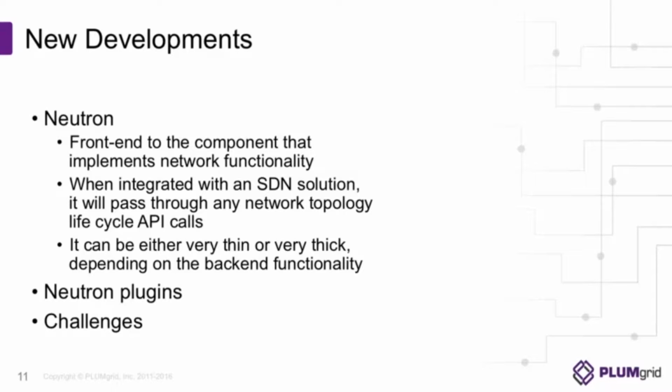It does not implement anything out of the box. You have to provide Neutron with your backend. It's not going to go and create a network for you until you tell it what backend to use. As a result, it can be a very thin or very thick thing. It really depends on what your backend is.